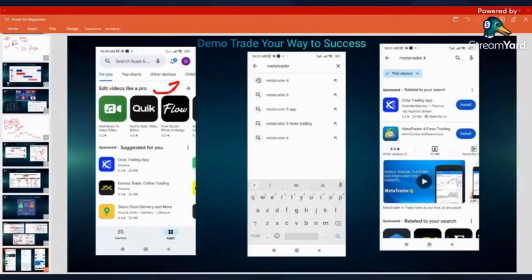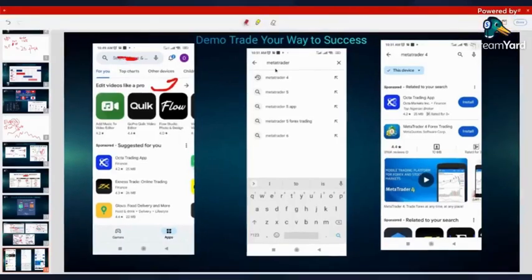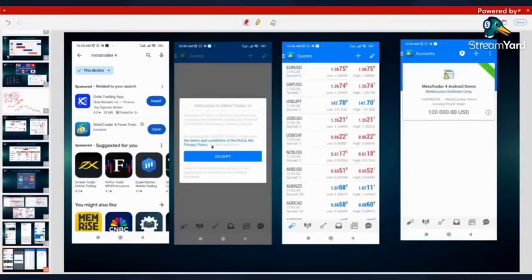So the first thing you do is go to your Play Store. If you're on iPhone, you can also download it on your iPhone, but I'm using Android for this class. You just go to your Play Store, just like I have on my screen here. You type in MetaTrader. I use MetaTrader 4 to trade, but you can as well decide to download MetaTrader 5, whichever you prefer. I go for MetaTrader 4, after which I wait a few seconds for it to be installed. After installation, you open the app, which takes you to their terms and conditions. You just click on accept.